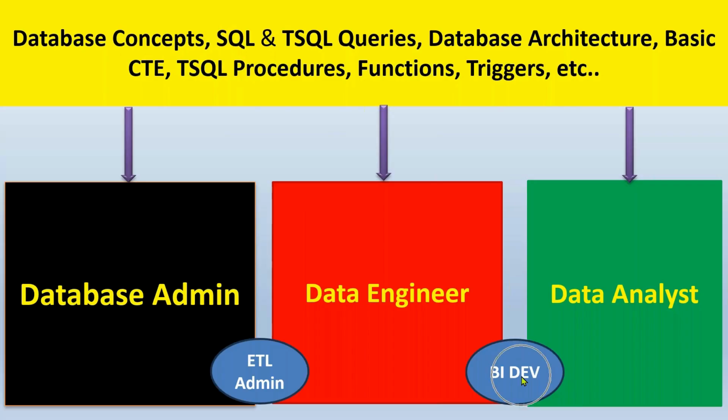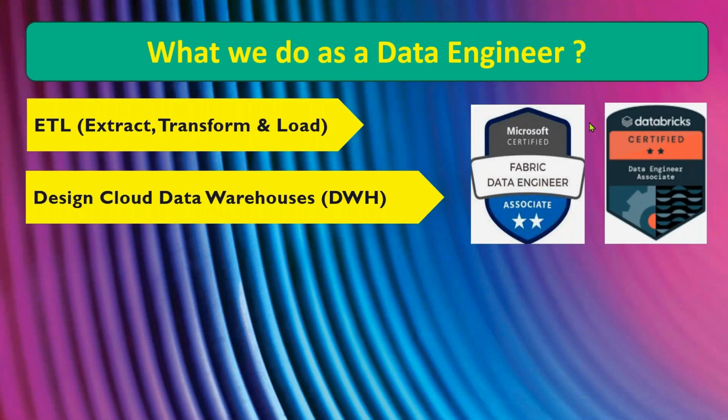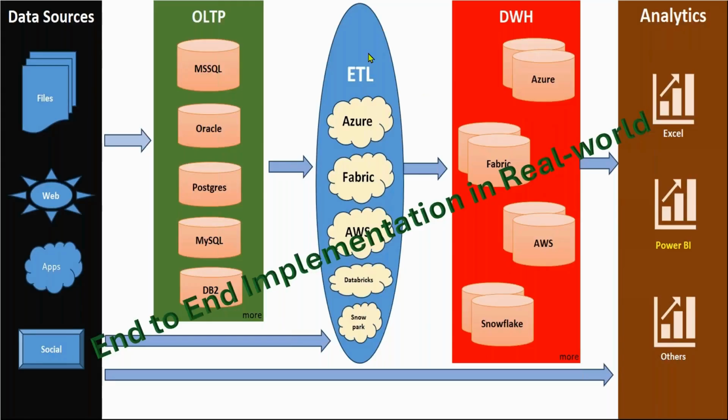Engineer plus analyst is equal to BI developer. Data engineer is more into backend, warehouse. Analyst is more into front end: modeling, reporting, calculations, analysis, etc. Together that gives you the BI developer job role. So a data engineer is involved in ETL, extract, transform, load, and warehouse. What are these? I assume we are hearing this for the first time. ETL and warehouse, that is the data engineer job role.